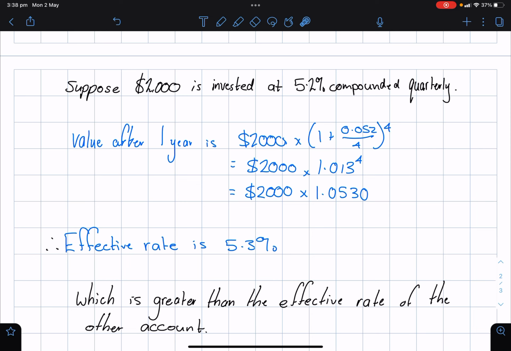And this is actually greater than the effective rate of the other account. So if it was me, I would definitely be choosing this scenario here, because we're going to get a higher value in our account after the same amount of time as the first account.